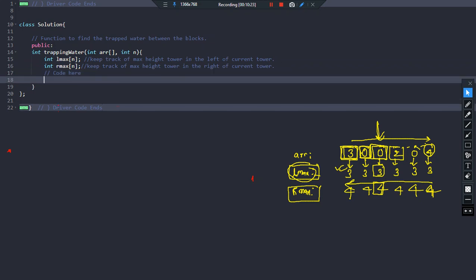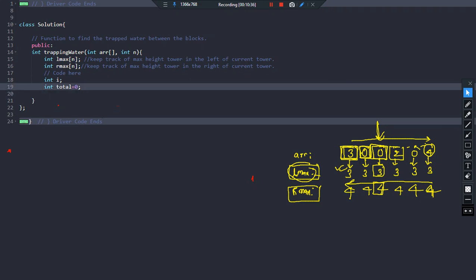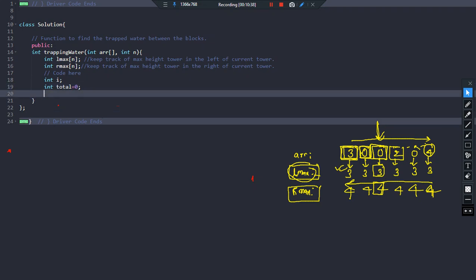Done. What next? We will use two more variables. Let us suppose i, and one more variable, total equal to 0. Total will keep track of the amount of water that can be stored. Now let us develop the intuition.